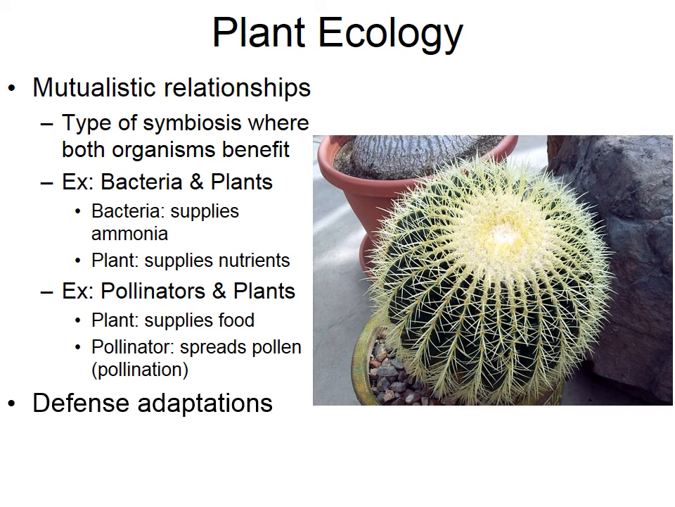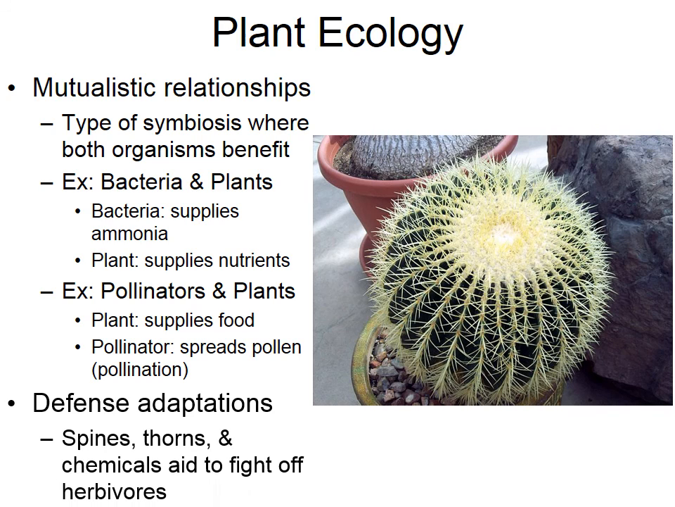Well, let's not forget that plants have to defend themselves against herbivore predators, and plants have all kinds of adaptations to defend themselves against herbivores. Spines, thorns, chemicals to fight off herbivores. You know, in the picture here, here's a cactus, and you can see all the thorns that surround the cactus. And if you're a hungry herbivore, you're probably going to have a hard time eating this plant, and so you'll choose to eat another plant that is less protected. So again, a wonderful adaptation in order to defend themselves against herbivores.